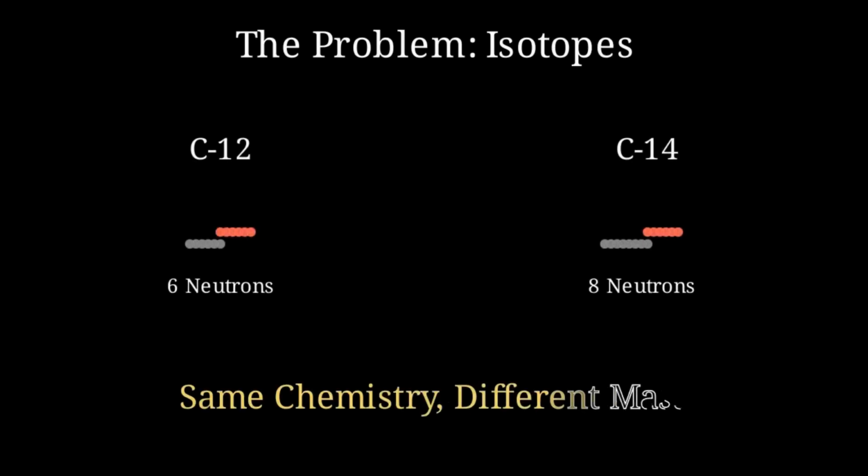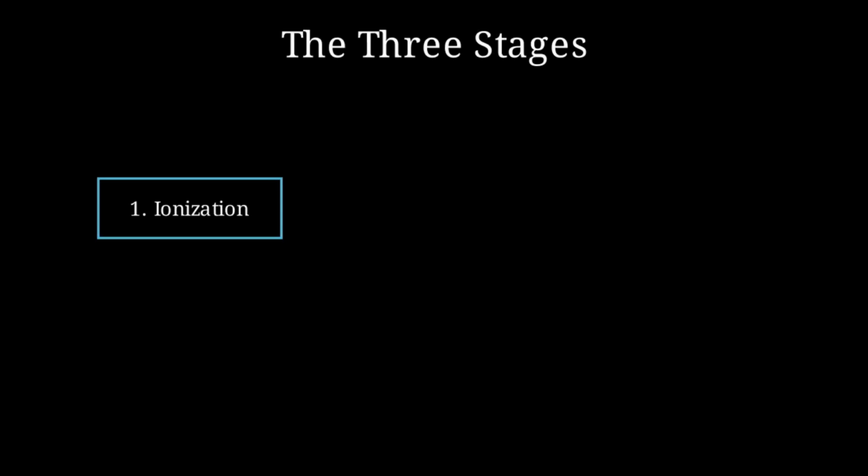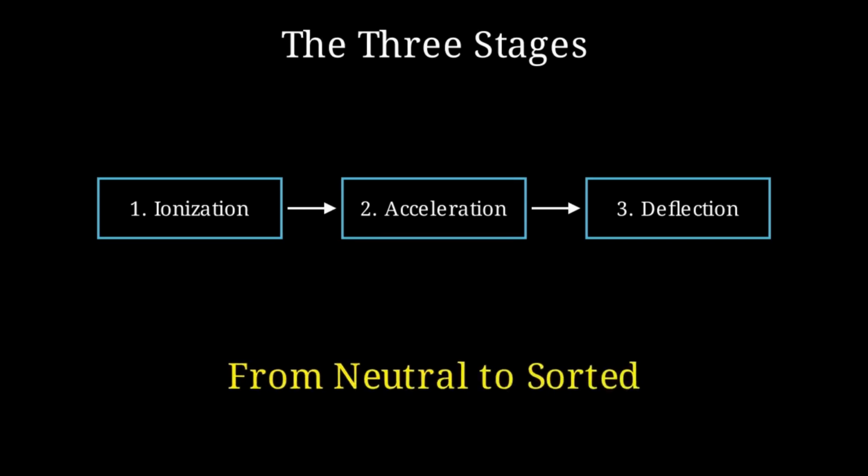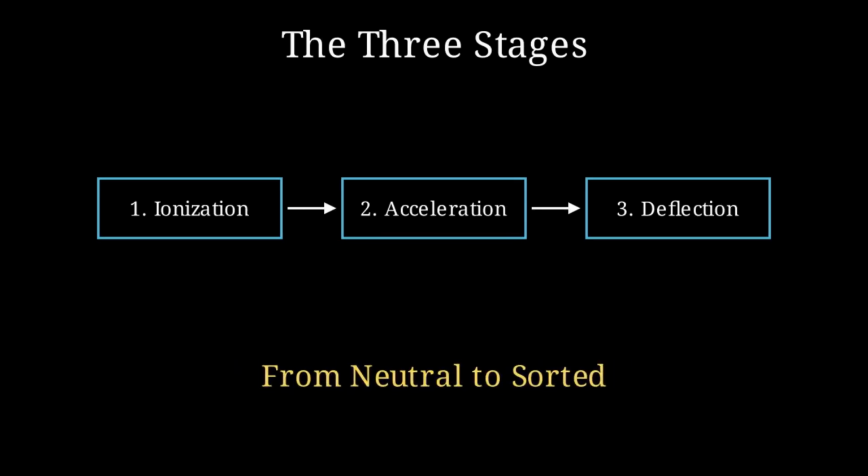Because they are chemically identical, we cannot separate them using reactions. Instead, we must rely on physics to sort them based on their physical mass. The process follows three distinct stages. First, we turn the sample into charged particles. Next, we give them kinetic energy. Finally, we use a magnetic field to bend their paths, sorting them by their mass-to-charge ratio.